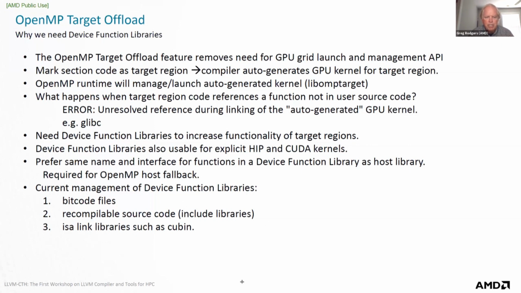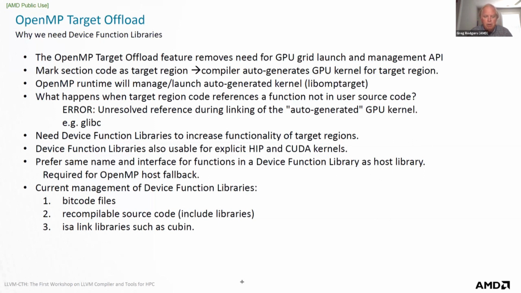So my question is, let's go back to devices. What happens when target region code references a function that's not in the user source code? You basically get an unresolved reference during linking of the auto-generated GPU kernel. It's not in your code, so it must be somewhere else. For any glibc function, for example, you're going to get an unresolved reference. So what we need is device function libraries to increase the functionality, and even the persistence, if you think about it, of target regions in OpenMP.